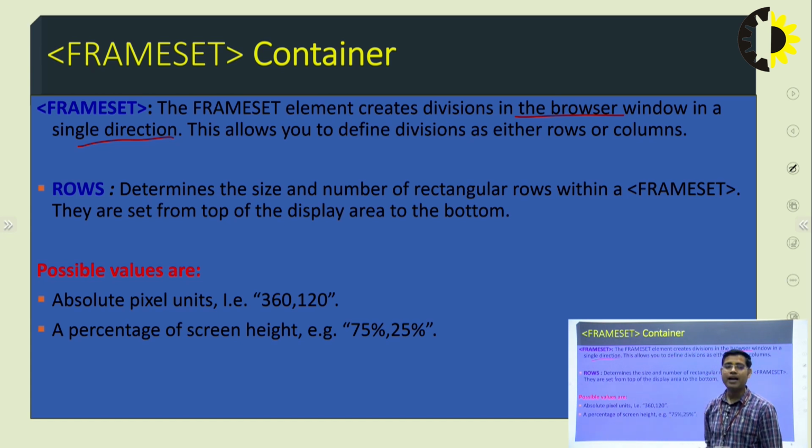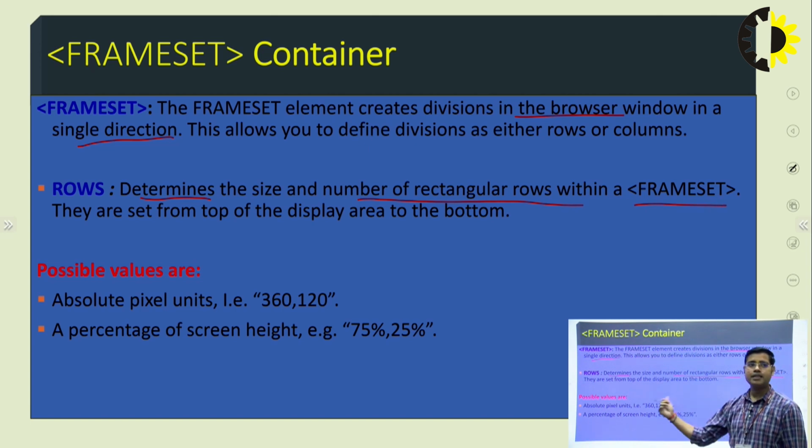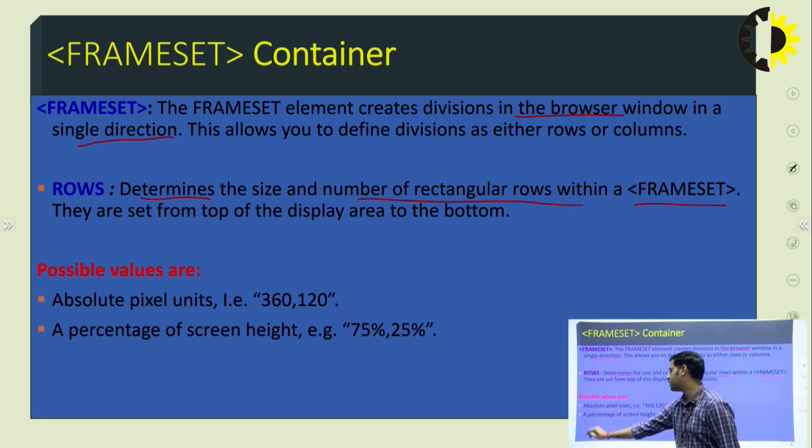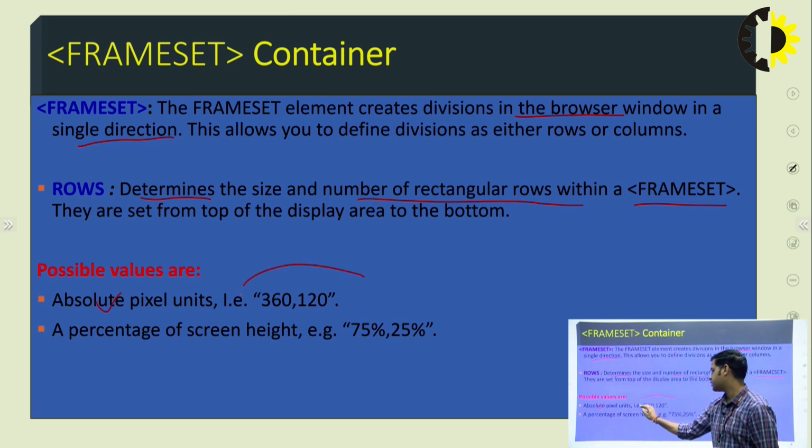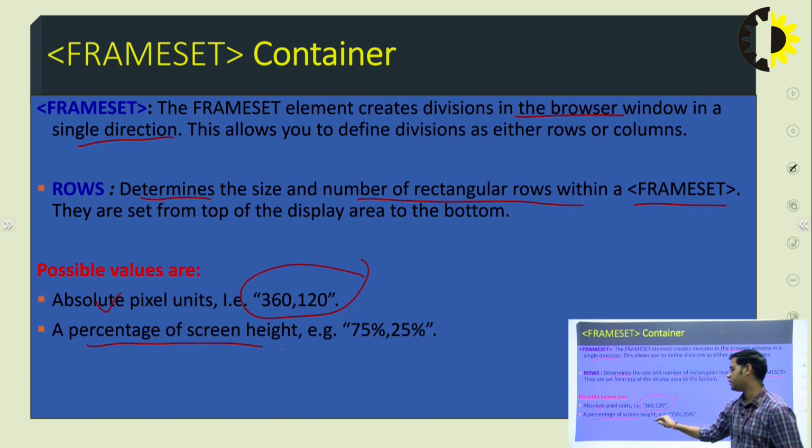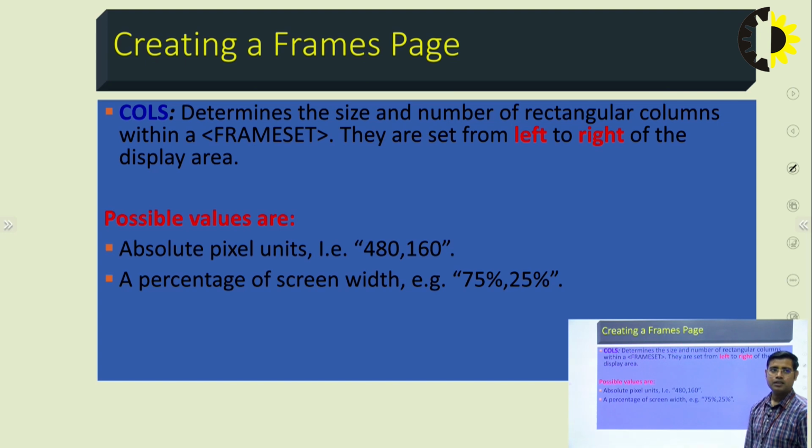If we divide the pane row-wise, then what does it stand for? It determines the size and number of rectangular rows within a frameset. They are set from the top of the display area to the bottom. The possible values of rows are either in the form of percentage or pixels. As you can see here, absolute pixel units, that is 360, 120, or percentage of screen height, that is 75% or 25%. Similarly, the same concept applies for columns.